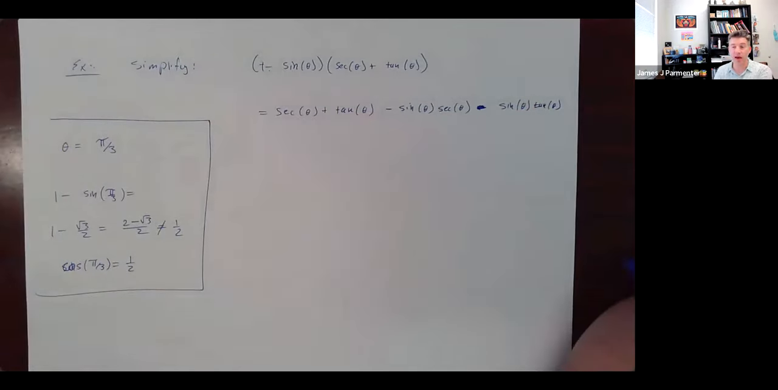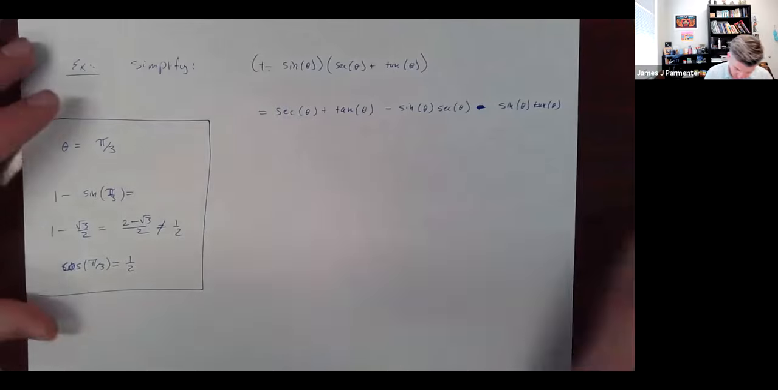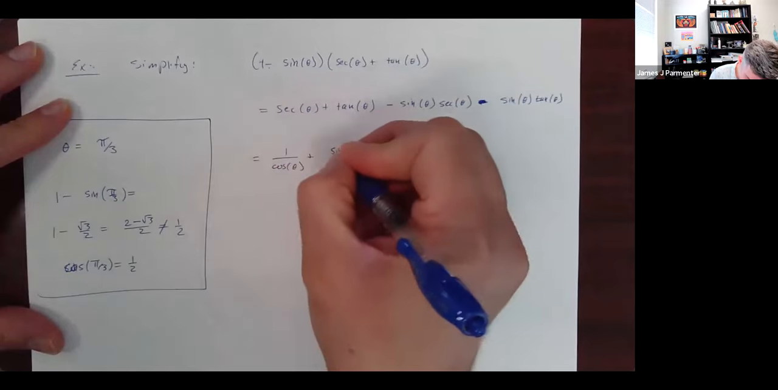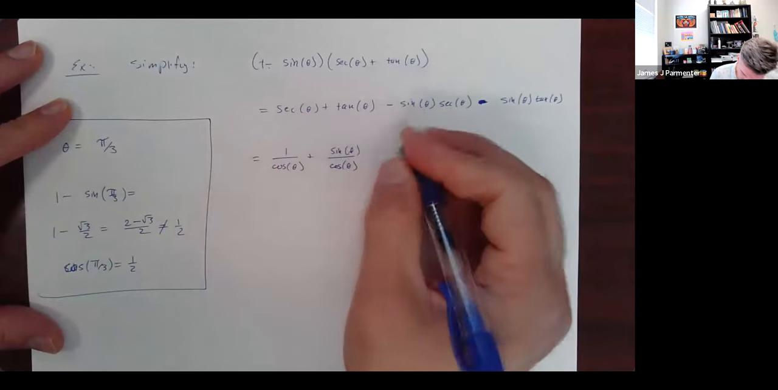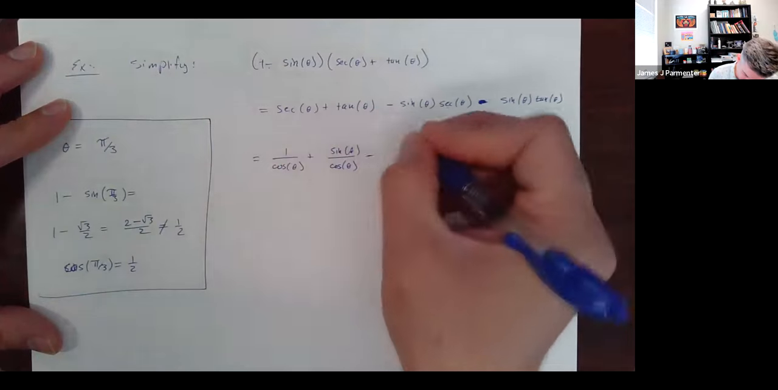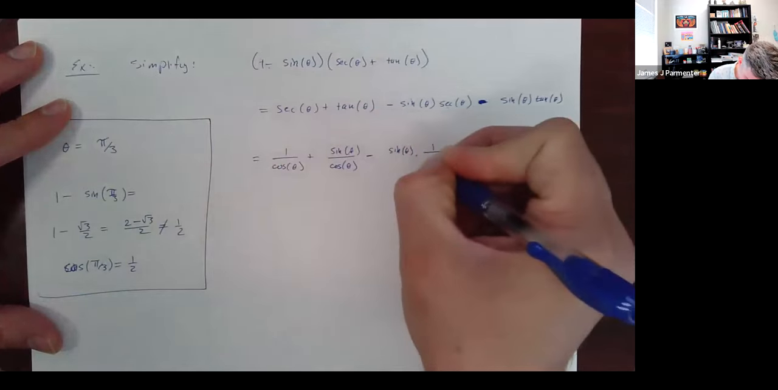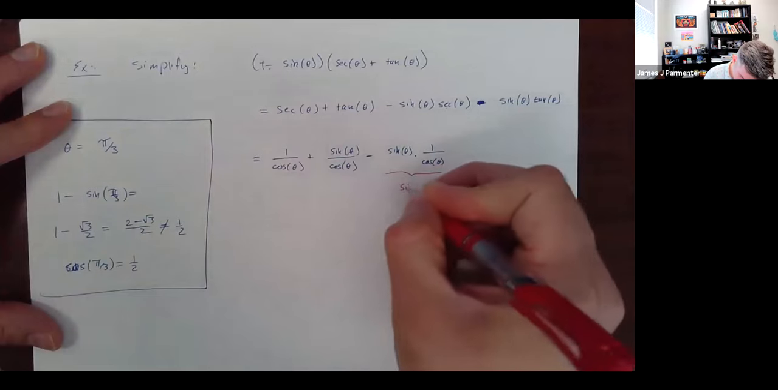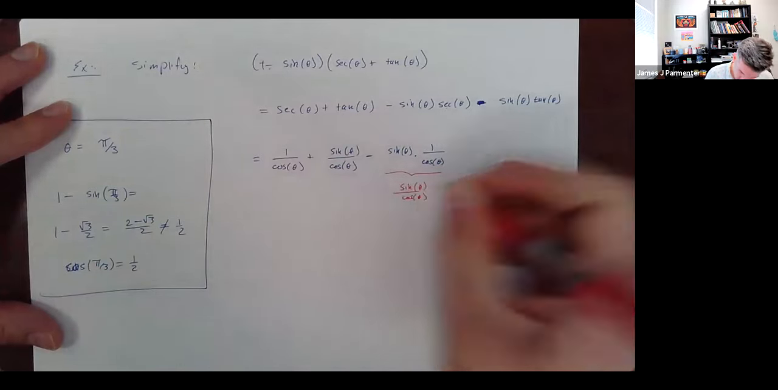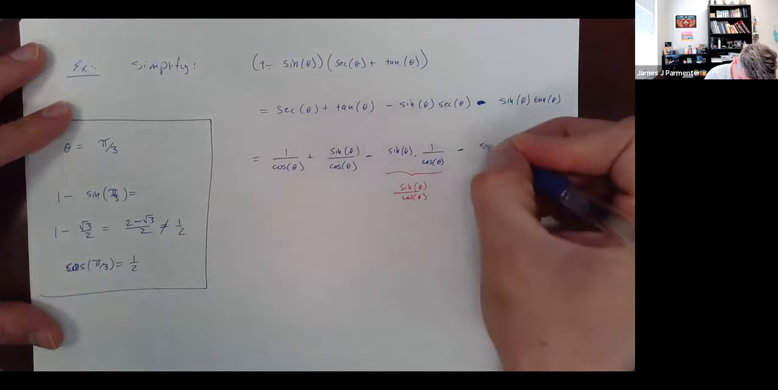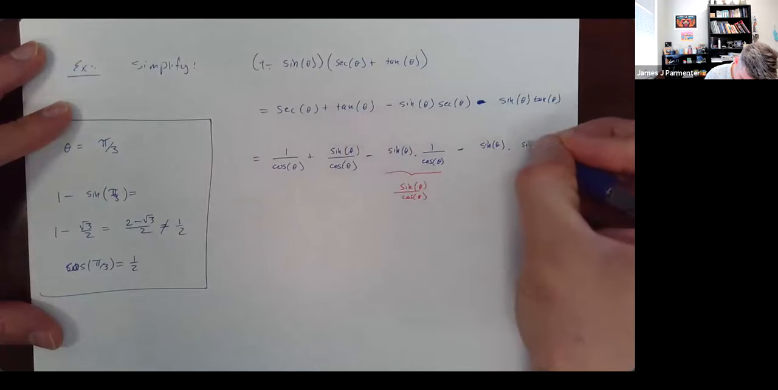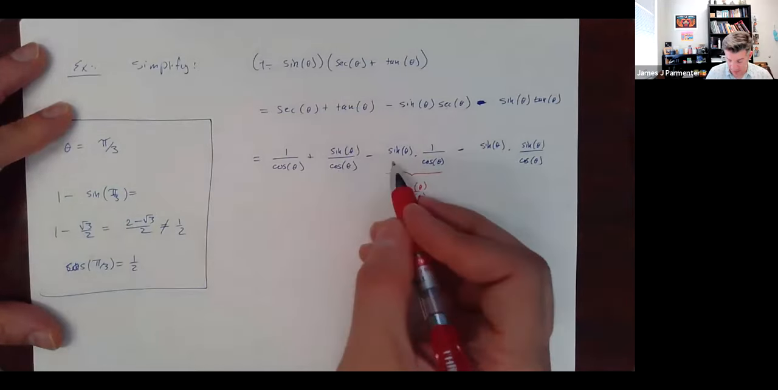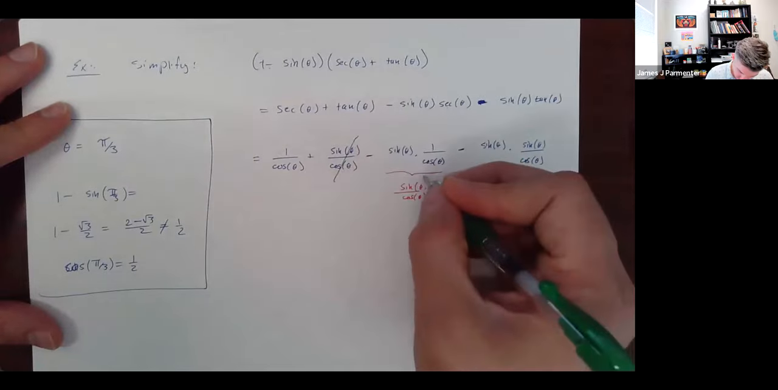Yeesh. So this is where I always kind of fall back on writing things in terms of sine and cosine. I'm going to write secant as 1 over cosine of theta. Tangent is sine of theta over cosine of theta. So I really have got minus sine of theta times 1 over cosine of theta, which I should really just write as sine over cosine. Then I've also got minus sine of theta times tangent, which is sine of theta over cosine of theta. So let's see. The sine theta over cosine theta minus the sine theta over cosine theta, those cancel out, or they add to 0.